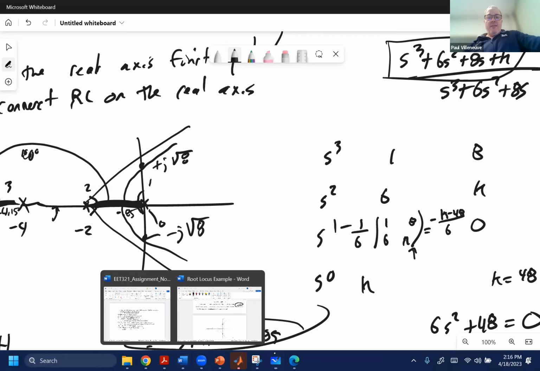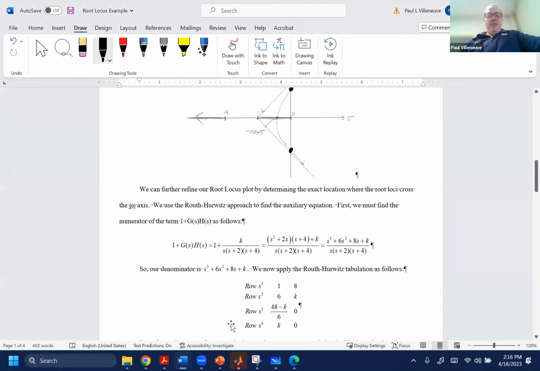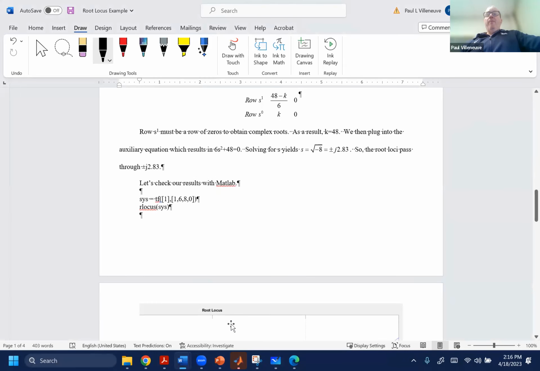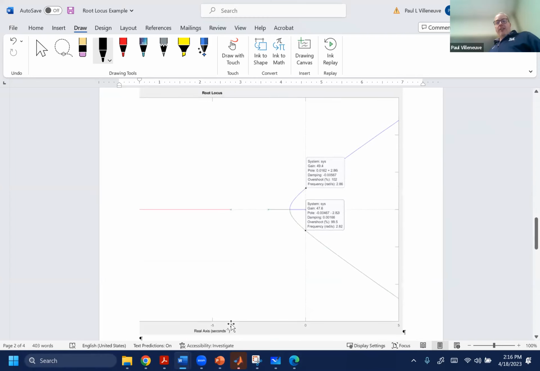Now, let's use MATLAB. So all I did was I typed in sys is my transfer function, and I pass it the open loop transfer function, right? The GH. I didn't do the closed loop transfer function. Oh, no, I did do the closed loop transfer function, but I didn't include K in there because it's a variable. And here's my root locus plot.